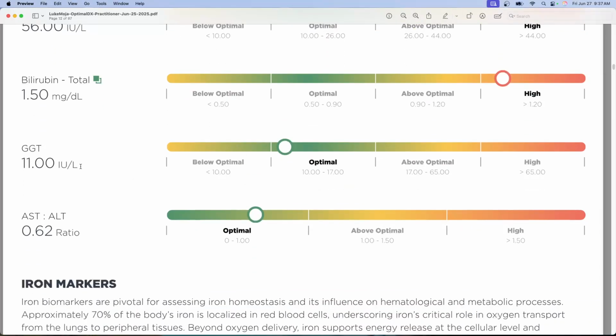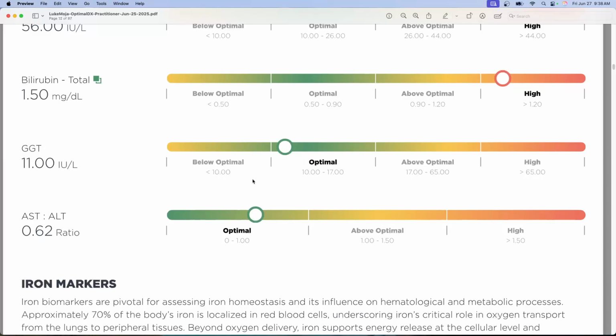So GGT here, this is another liver enzyme. So this is in the optimal range. This is looking good there at 11. So GGT can go up if there's some kind of toxicity issue, so an environmental toxicity issue. Overconsumption of alcohol can cause that to go up. It can also go up if there's an issue with low glutathione levels. So glutathione is the body's main antioxidant, very important for detox processes and a lot of other things in the body. So if that number is high, that can indicate there's a potential toxicity issue with the liver. Mine's pretty good there at 11, so right there in the optimal range.